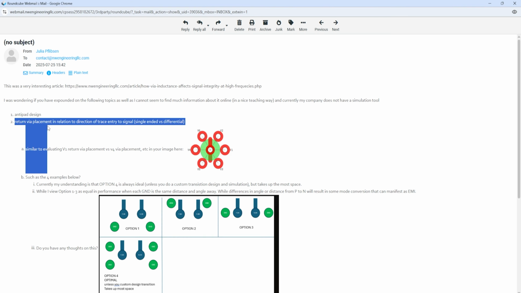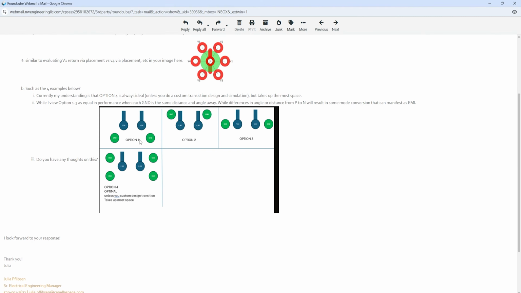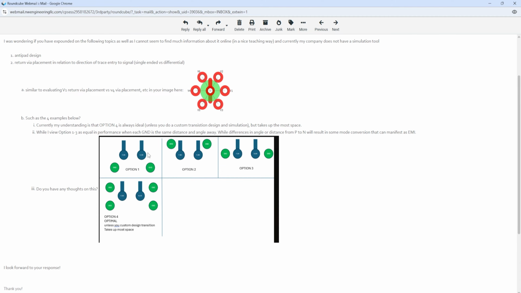The next is return via placement in relation to the direction of trace entry to the signal via with single-ended versus differential. So again, I've discussed this in a little bit of detail previously, but what I haven't discussed is these very specific options that you can see right here. Now you can see here we have three options with the placement of stitching vias in relation to the traces of a differential pair.